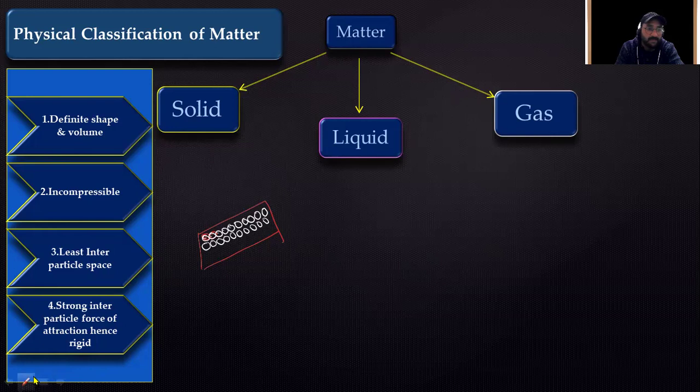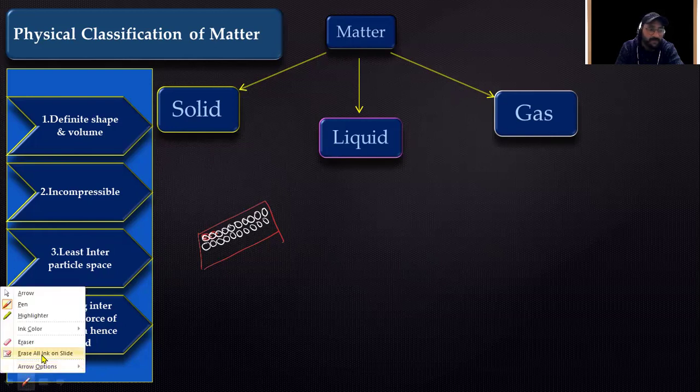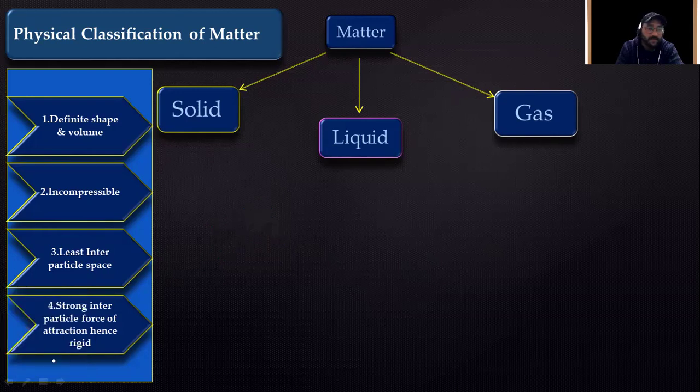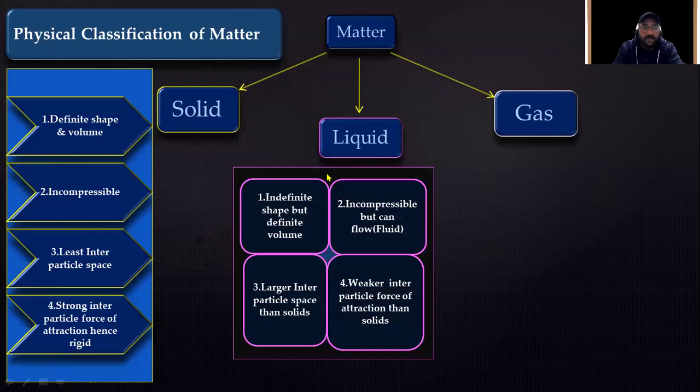Now let's understand liquids, in comparison to solids. Liquids are indefinite in shape but have a definite volume. Indefinite in shape means, suppose you have liquid in a glass. If you pour this liquid into a bottle, it will take the shape of the bottle. If you pour it from the bottle into a cup, it will take the shape of the cup itself, but the volume will remain the same.